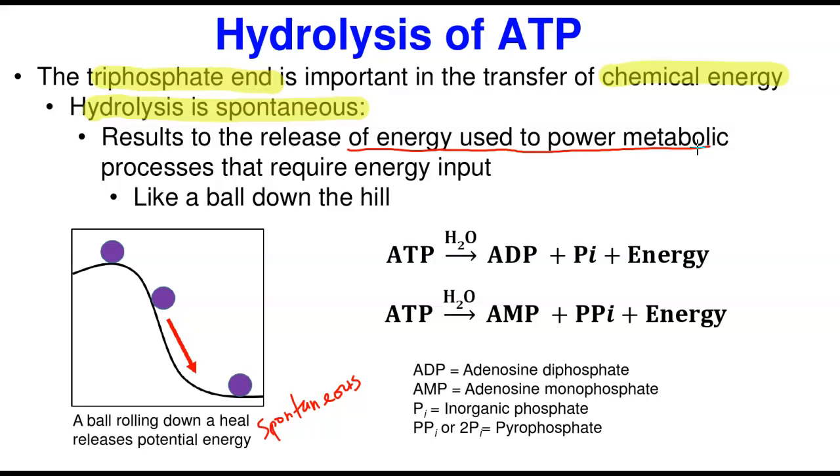Now, there are two ways this hydrolysis can take place. ATP can be hydrolyzed by cleaving up just one of its phosphates. Now look at what is happening here. For every hydrolysis, you use water to break a bond.